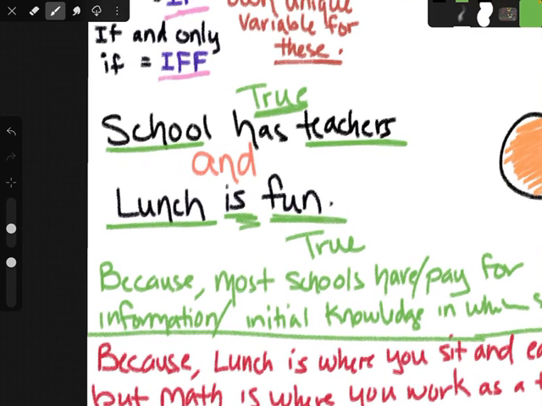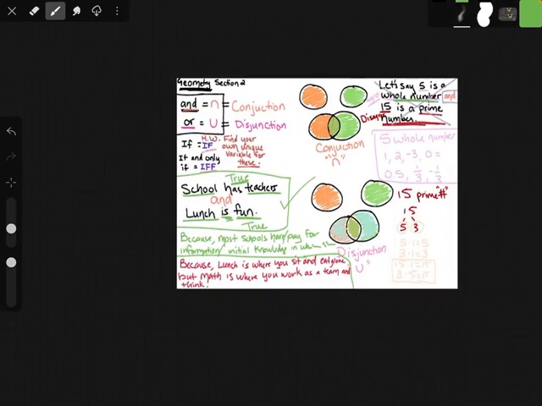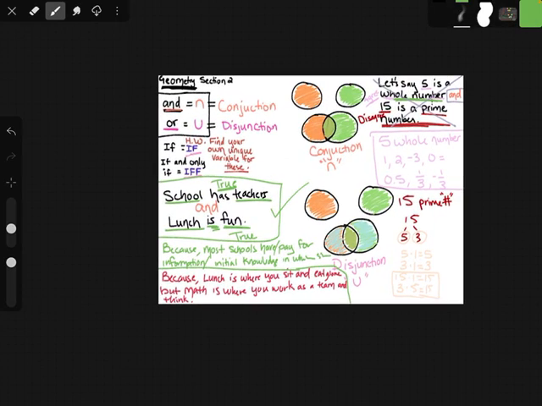School has teachers, true or false? True. And lunch is fun, true or false? True. So, school has teachers and lunch is fun. Do you agree with the whole statement? Yes, you do. So, instead of crossing it out, we keep it. We say, great job. I like it. It looks good. I approve, right? Okay, so those are the two differences between conjunction, right?